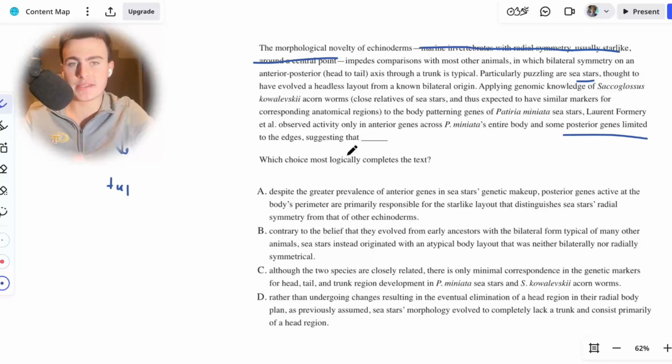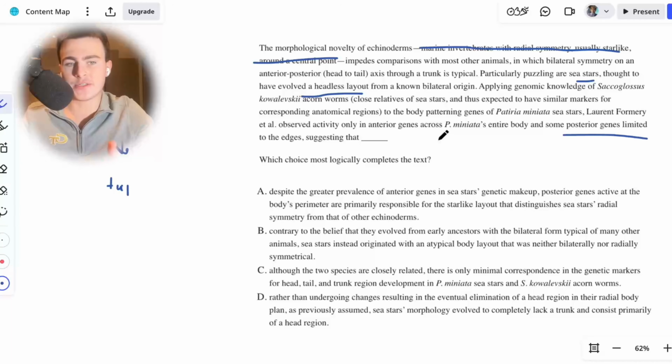So what does that mean? The sea star has a lot of anterior, which is head genes, but limited tail genes, which is posterior. So which one completes the text? We need to make sure we understand it. Sea stars, echinoderms, are different than other animals. Animals have an anterior to posterior, head to tail axis, whereas the sea stars have a radial symmetry. And they are thought to have evolved to have no head with a known bilateral origin. It says this right here.